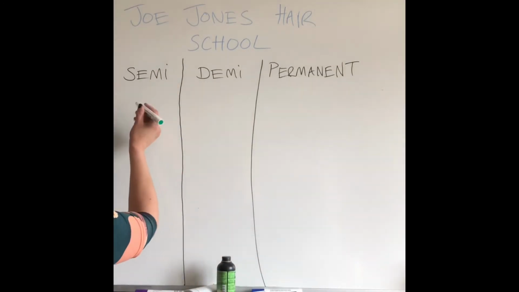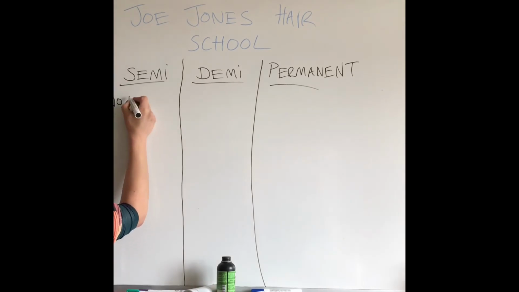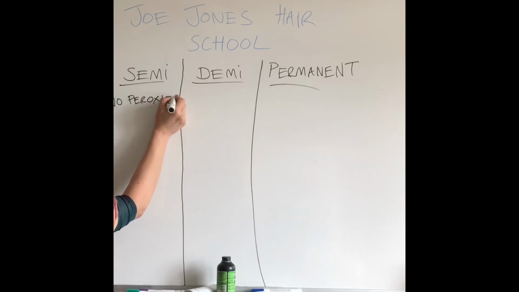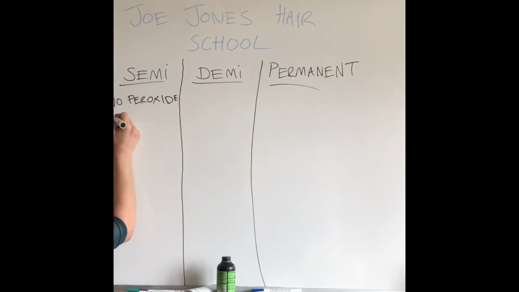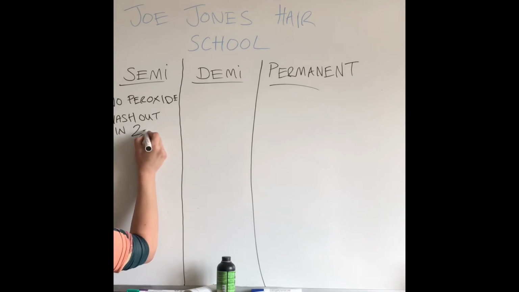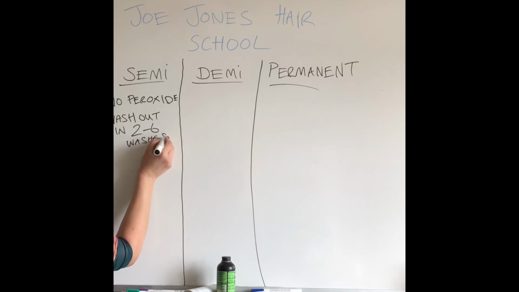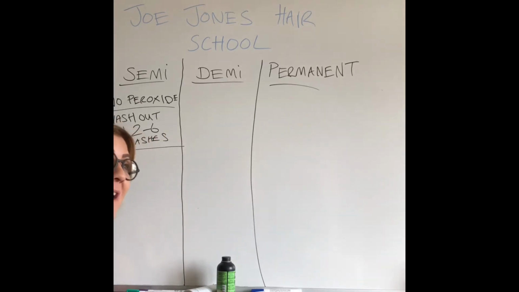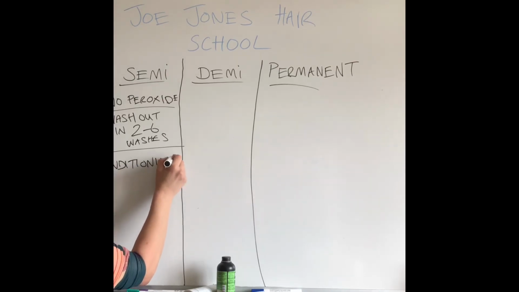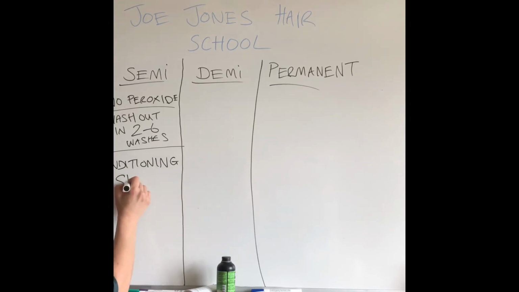So a semi-permanent colour: no peroxide. Washes out in 2 to 6 washes. Because it sits on the outside layer of the hair, it's actually conditioning. So it's conditioning and shine.